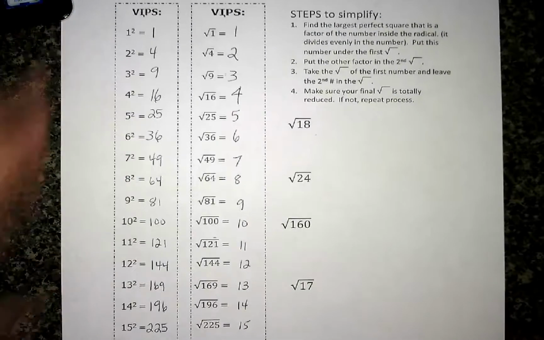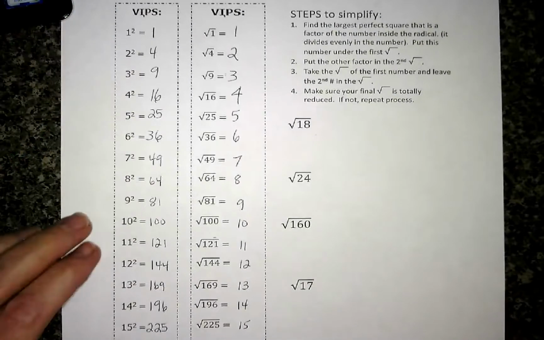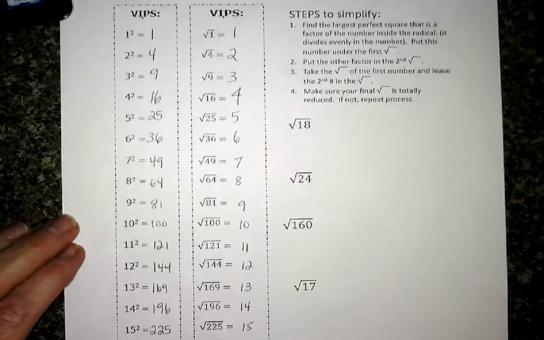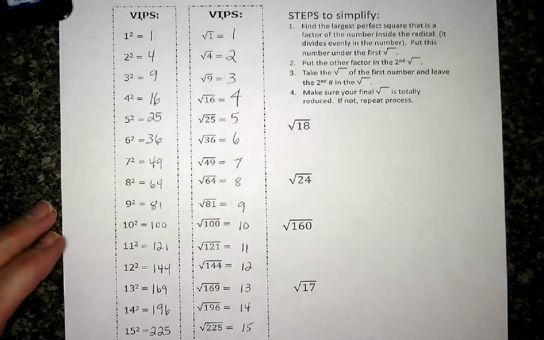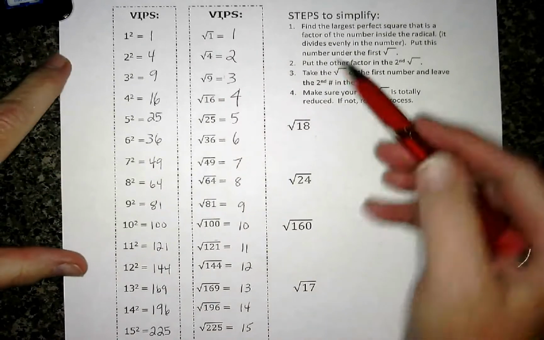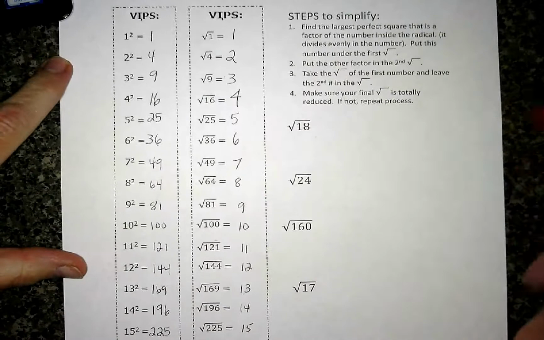Okay, so there's our list. Obviously the list is going to continue past 16. Most of the time we will stay between 1 and 12 with the work that we have to do. All right, so using those, we have to follow some steps to simplify a square root. You can see here I've listed the steps.